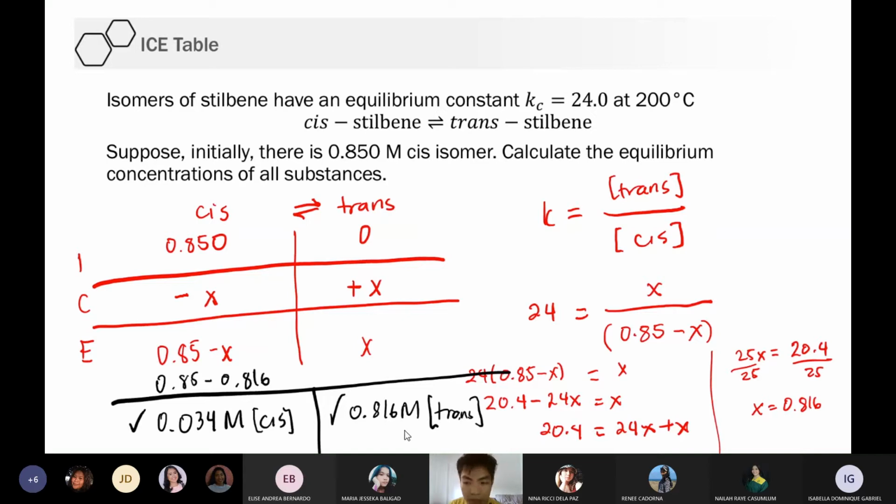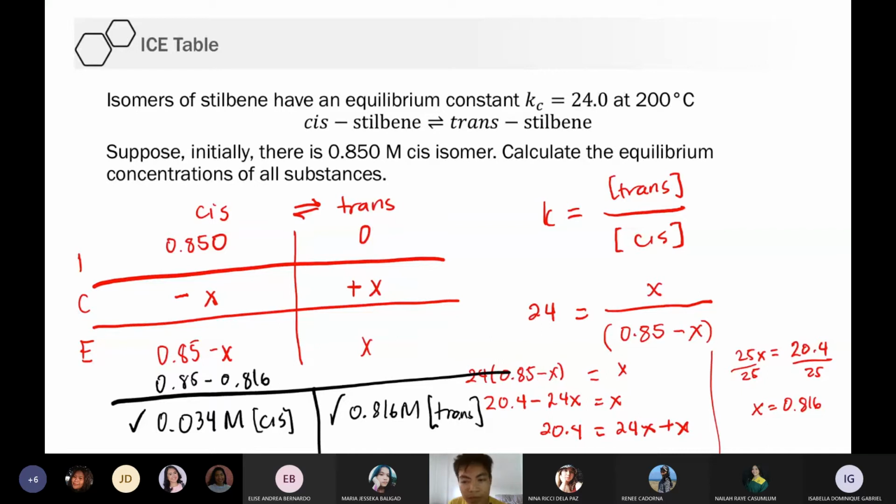Okay? So that's it. That's how we solve for the equilibrium concentration given our initial amounts. We use the ice table. Let's proceed with the next problem.